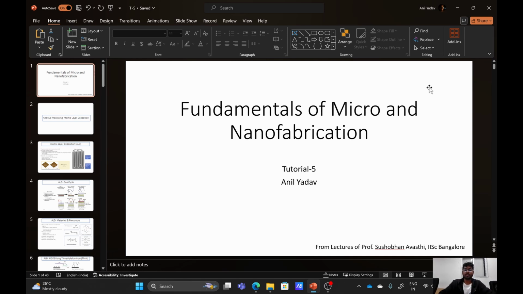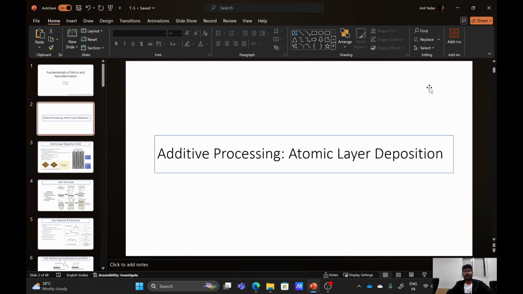This is tutorial 5 on fundamentals of micro and nano fabrication. Most of the lectures are taken from Professor Sushovana's course. So today we will start with another additive processing, after what we have previously seen on chemical vapor deposition. Today we will have a look at atomic layer deposition.